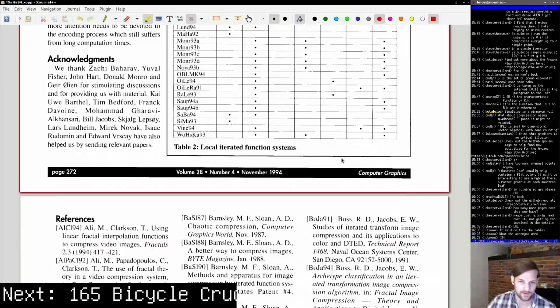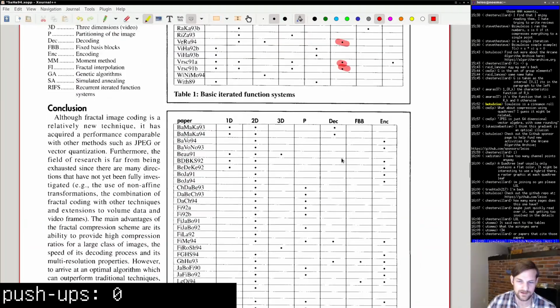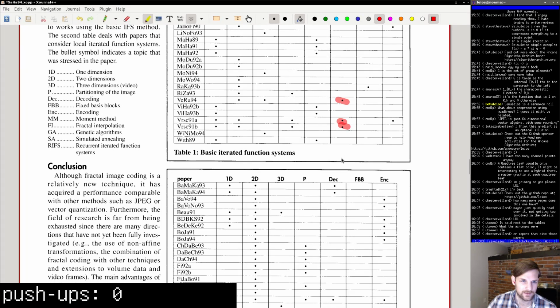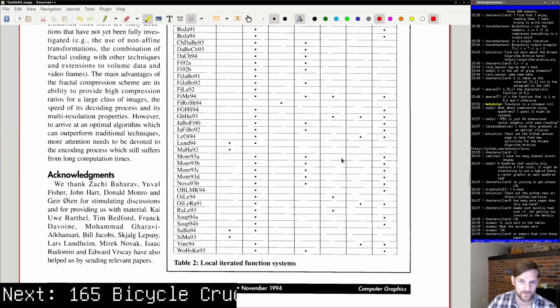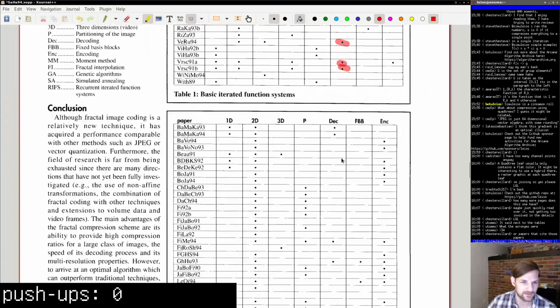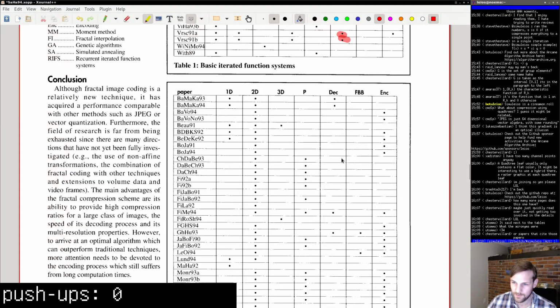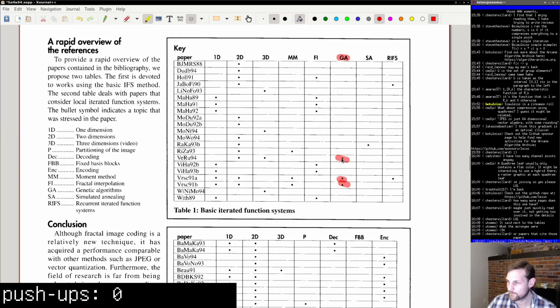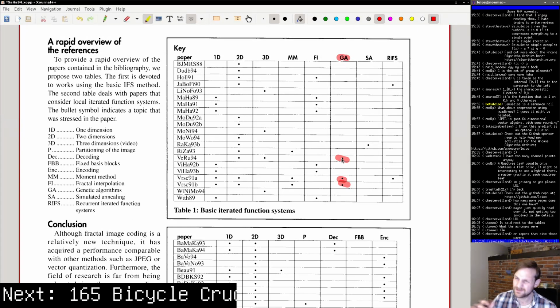Down here we have local iterative function systems. Do any of these use genetic algorithms? No, none of them use genetic algorithms down here. Or papers that cite those papers. Right. That's kind of what I'm looking for right now. The forward citations from this paper. And I'm just going to look at all the citations and see what looks right, you know?